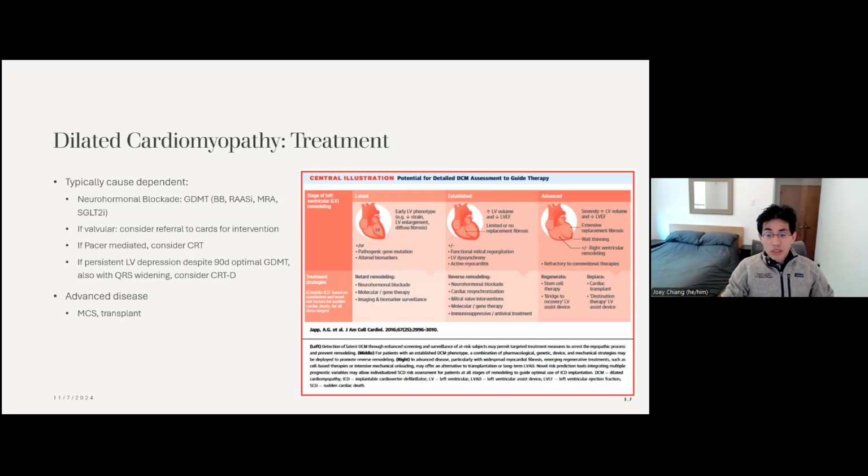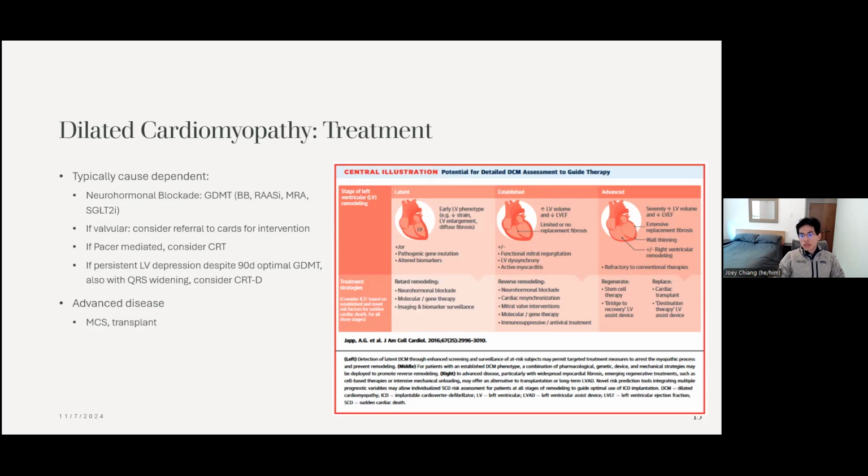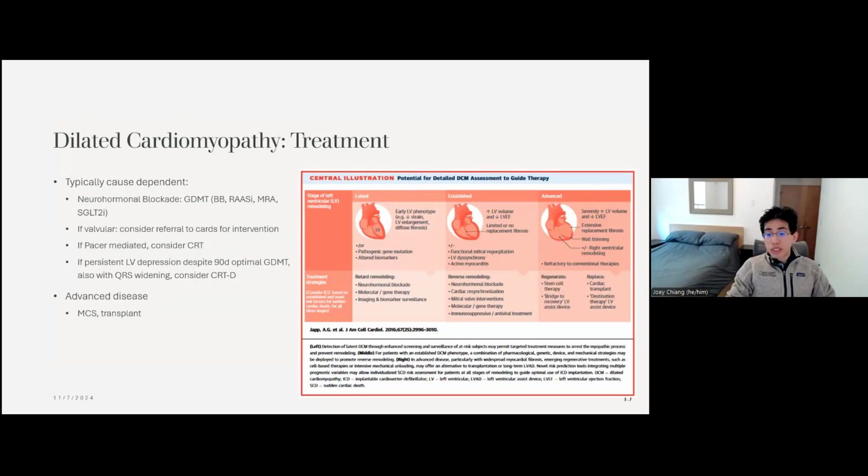If there's any sort of valvular disease, we try to treat that. If there's any sort of history of a pacemaker in place and pacemaker-mediated cardiomyopathy, especially if it's just a single lead in the right ventricle, you could consider cardiac resynchronization therapy. And then other indications for CRT are if people have persistently low EFs despite 90 days of optimal GDMT, along with a widened QRS as well. And then, advanced therapies, we probably won't see that all that much as internal medicine doctors, but thinking about mechanical circulatory support and subsequently transplant as well.